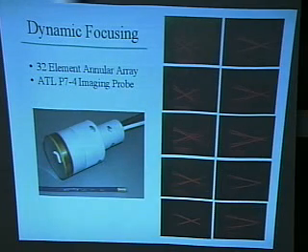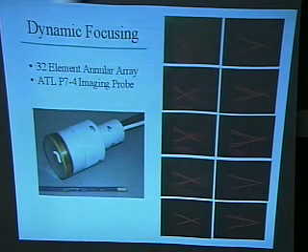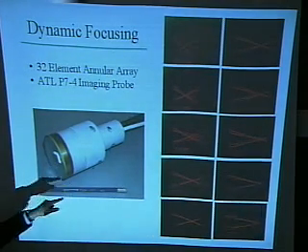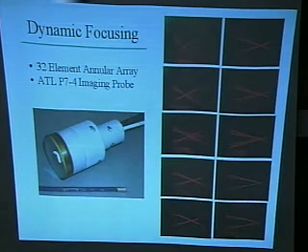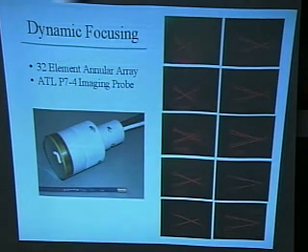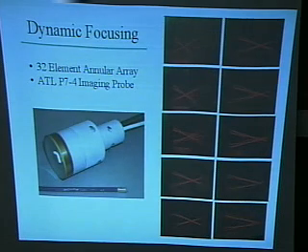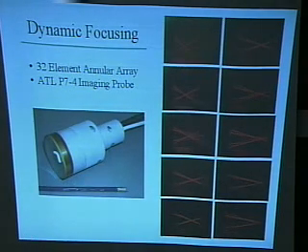This is our 32-element annular array HIFU transducer. The gray area that you see is the elements. So there are 32 of these concentric rings. And then in the center, there is an ultrasound imaging probe. So you could put that over somebody's skin, and as I said, scan an entire area.